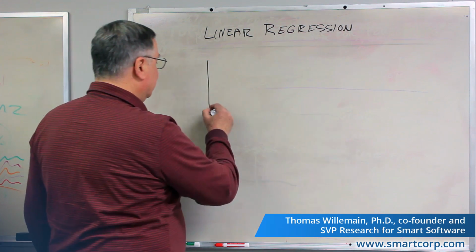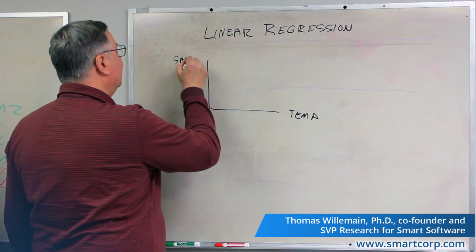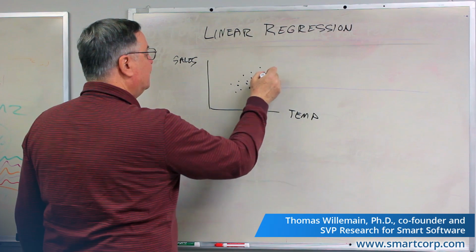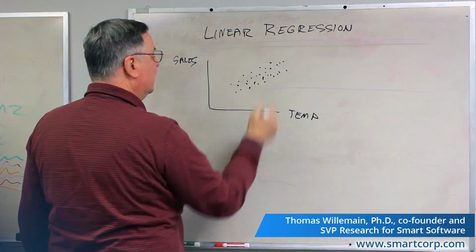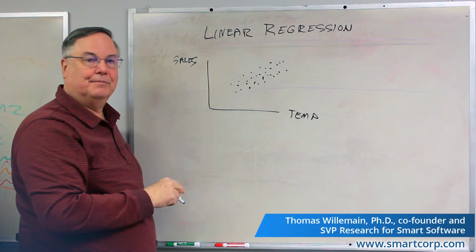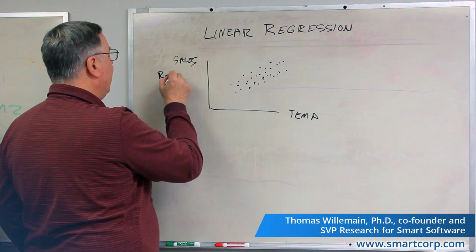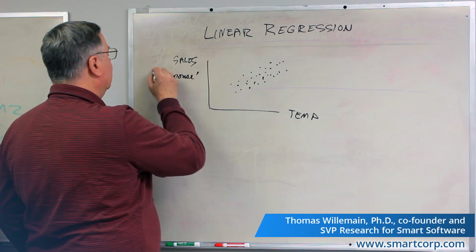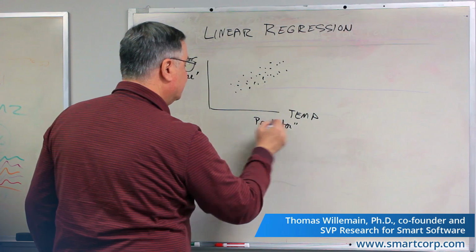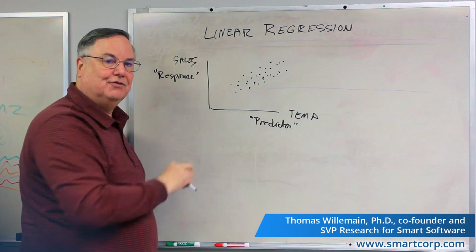So let's put that picture up again. We have temperature and we have sales, and we've got a record of the simultaneous values of temperature and sales, and we're finding in general that on higher temperature days we have higher sales. So that's where we were before. We're going to call this the response variable, and we're going to call this the predictor. It sort of makes sense. So temperature is a predictor of a response, which in this case is sales.